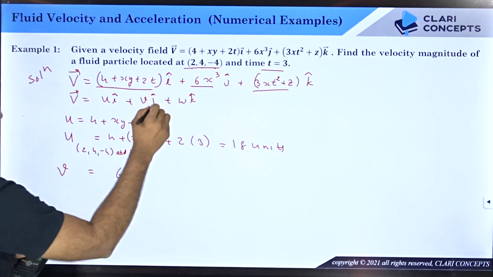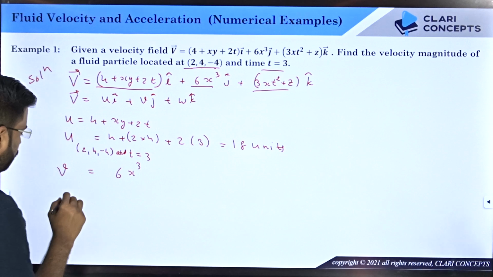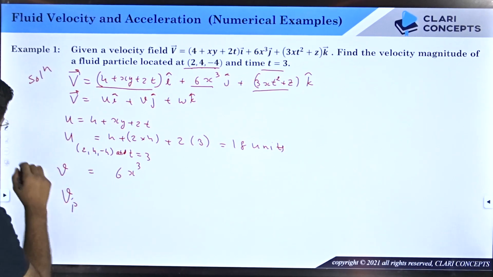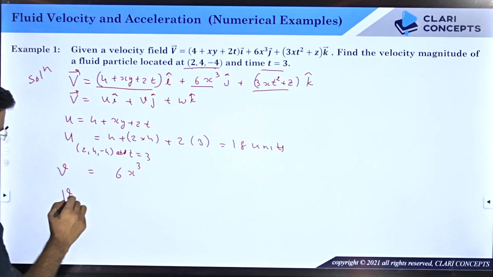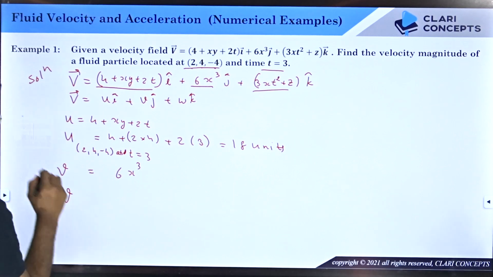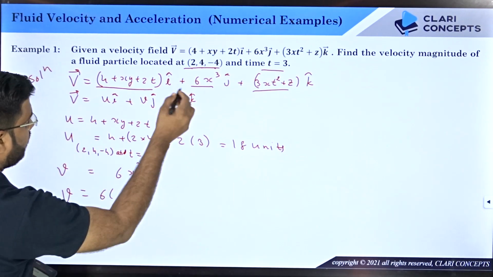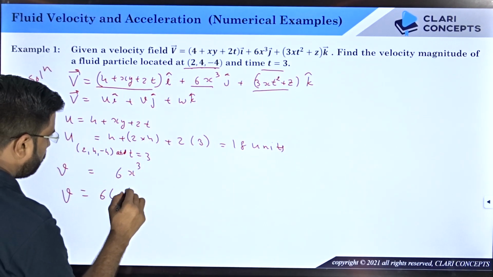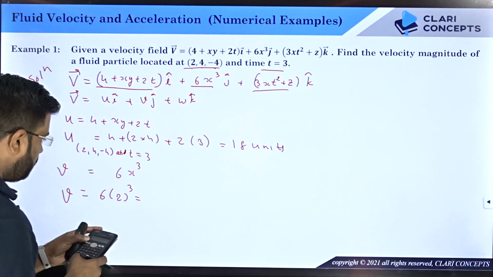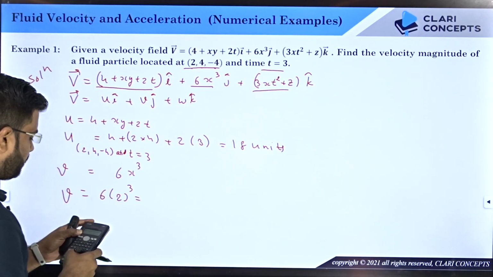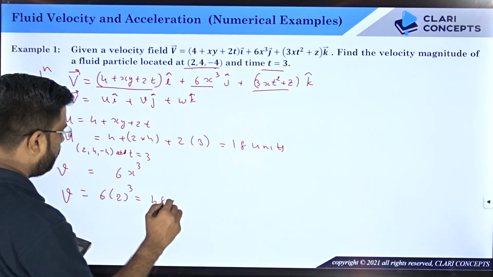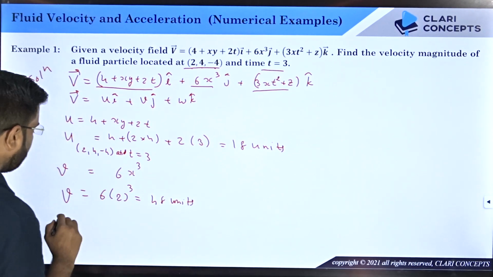let's say this is point P. So V at point P can be said as equal to 6 into what is the x value? The x value is 2. So what is the answer? 2 cube, that is 8, into 6, 48. 48 units. And then W is what?